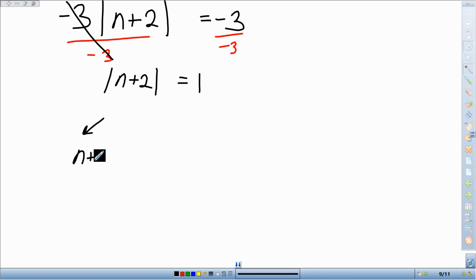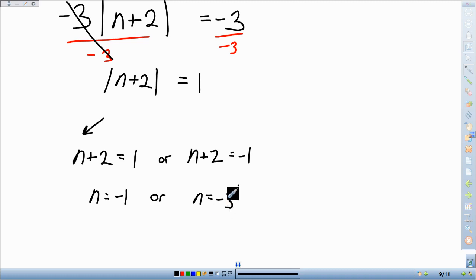I know that n plus 2 is going to be equal to a positive 1, or n plus 2 is equal to a negative 1. Right, and then pretty easy math, subtract 2 from both sides, looks like n equals negative 1, or subtract 2 from both sides, and n equals negative 3.